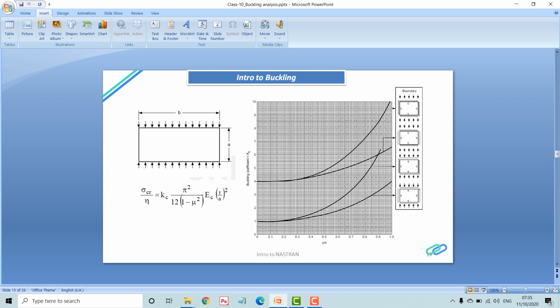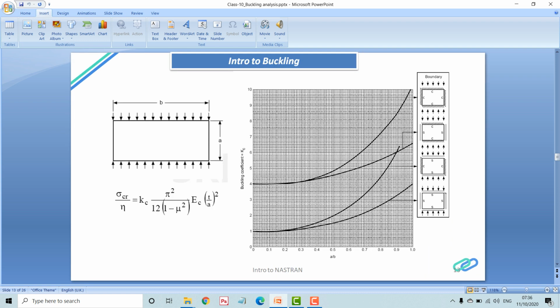What you can see here is a simple plate that is under the action of compressive load. For any plate which undergoes buckling, one of the important parameters is the aspect ratio of the plate, which is A by B. Based on the A by B, and on the different boundary conditions, you can see on the right there are different boundary conditions here, which are clamped, simply supported, and there are various combinations, such as only simply supported and fully clamped, based on the boundary conditions of the edge.